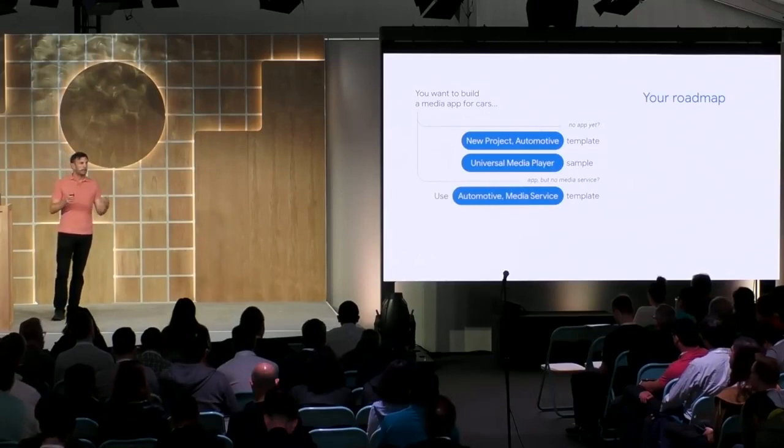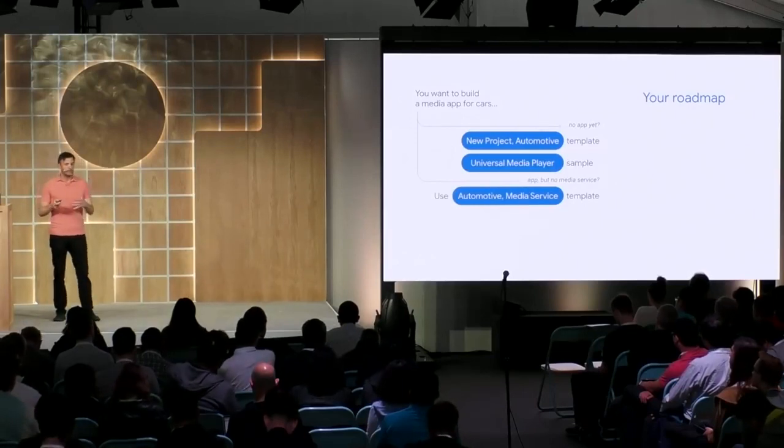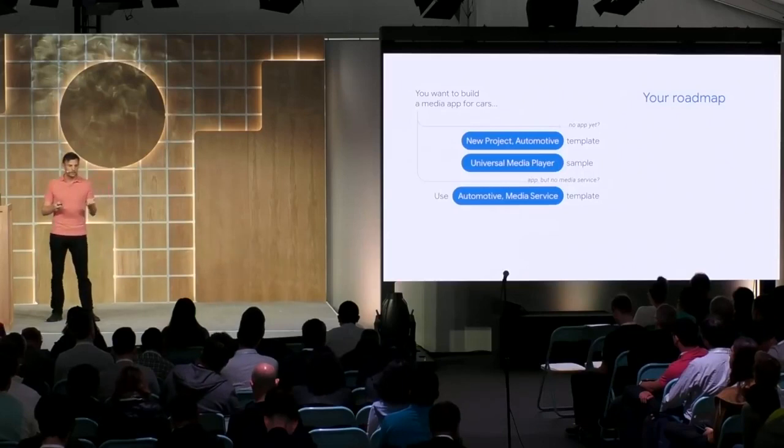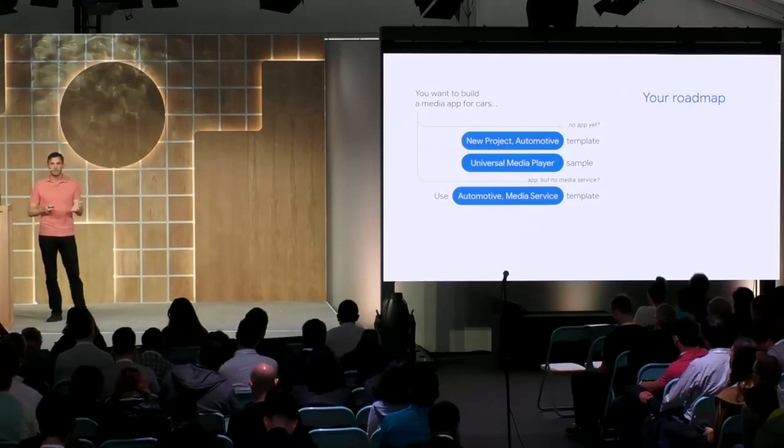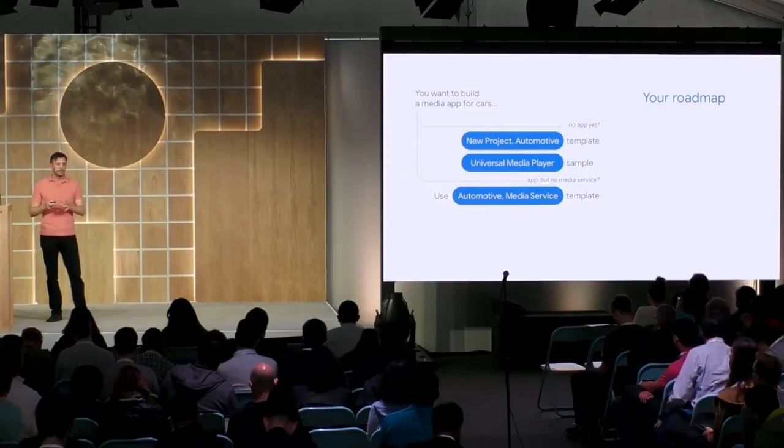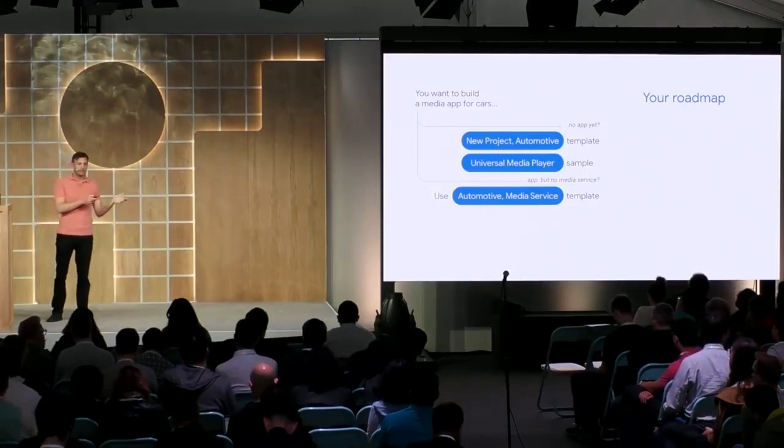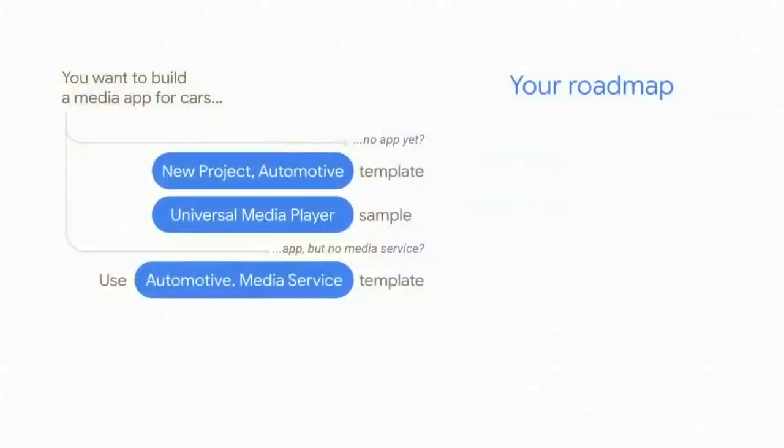Then maybe you already have an application, but it doesn't implement media service yet. So you can use the Automotive Media Service template. This is going to give you the skeleton of a media service. It's going to add it to your project. You will need to hook that up to your existing business logic.